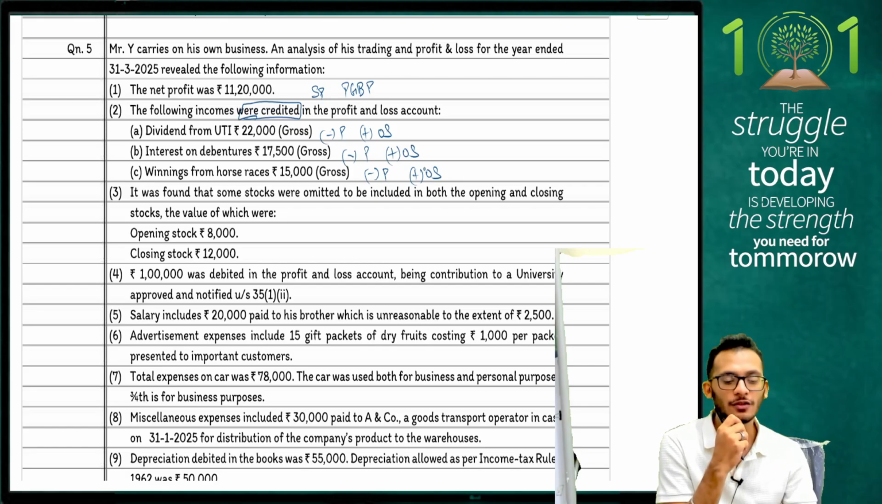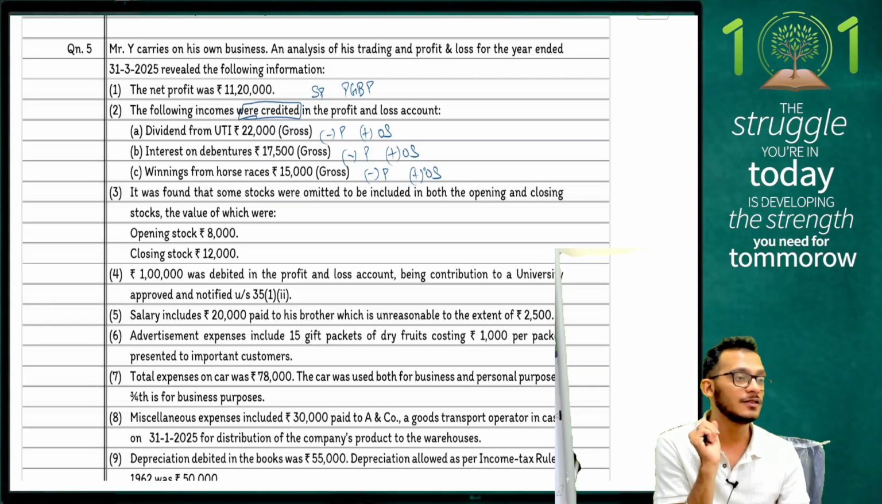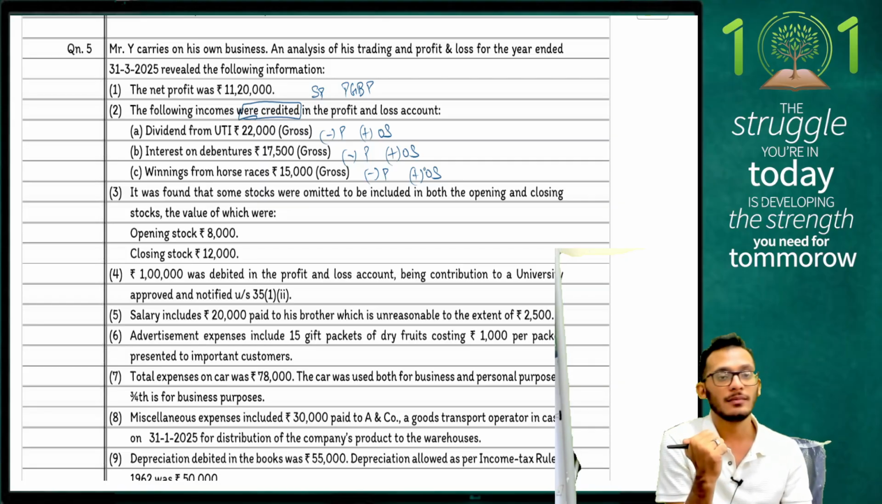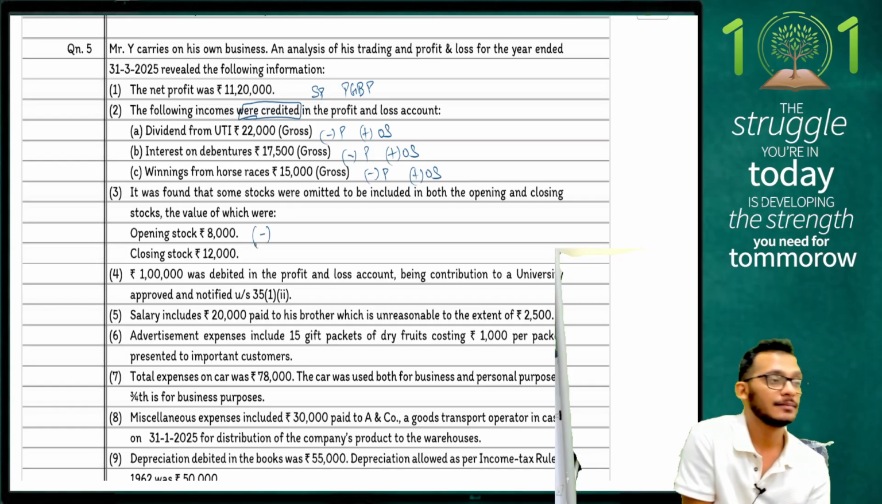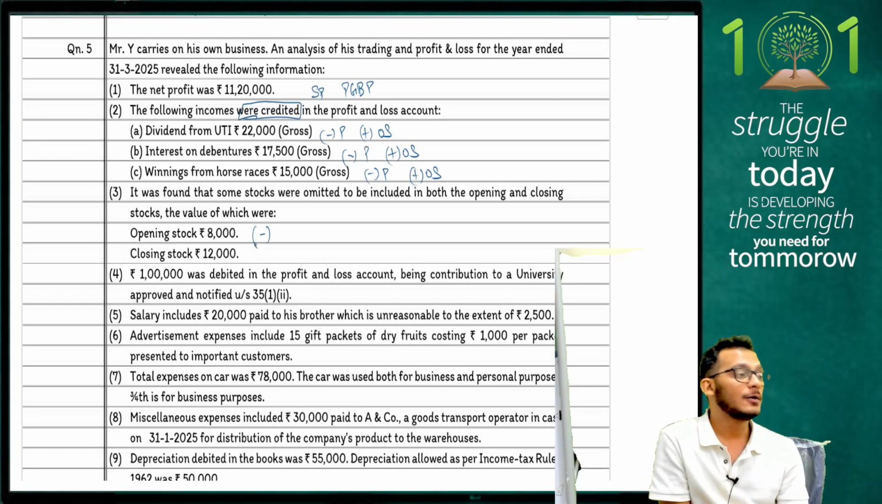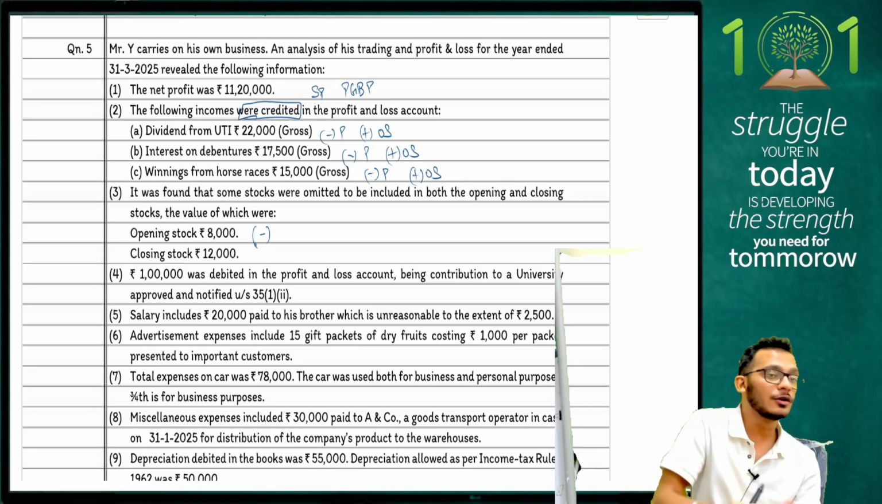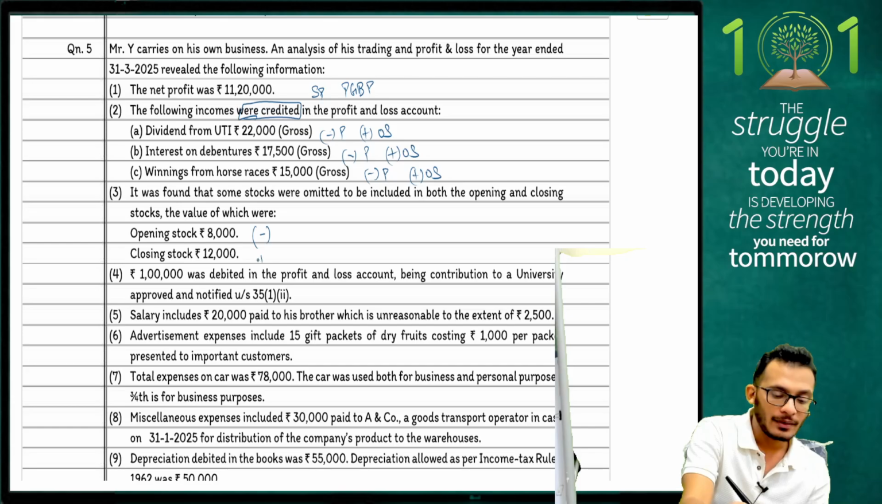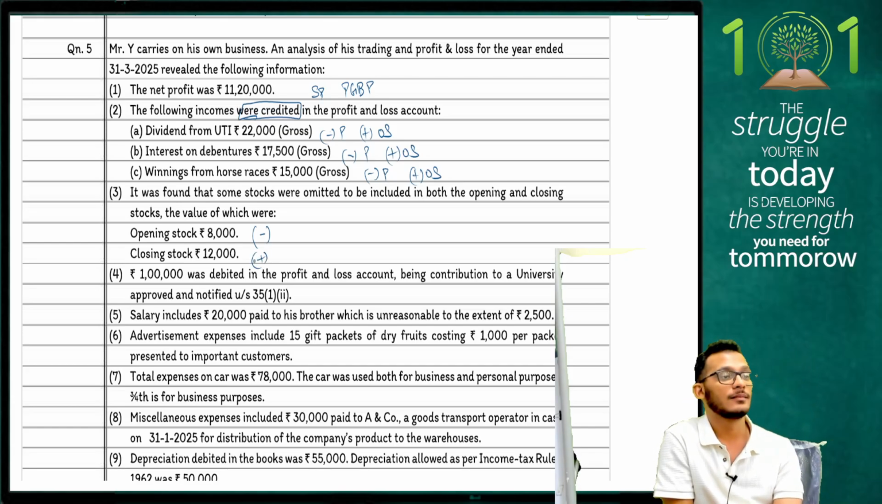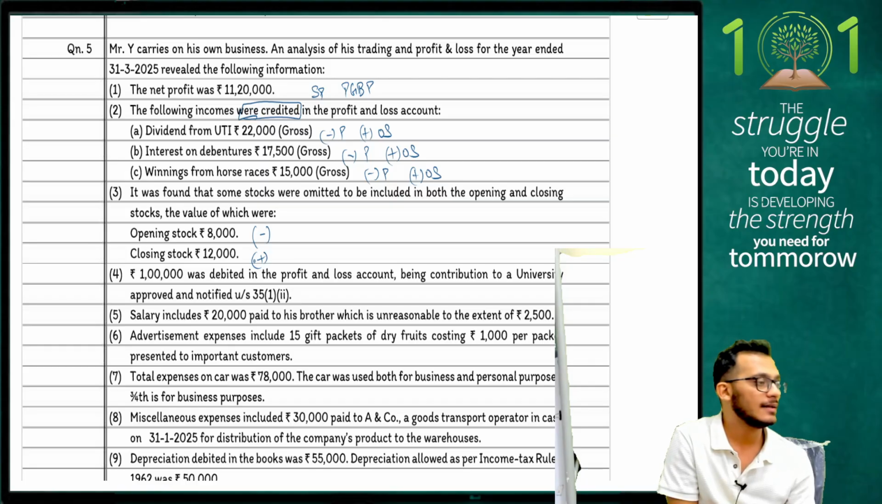It was found that some of the stocks were omitted to be included in both opening and closing stock. Omitted matlab, is it there? Not there. Opening stock was omitted for 8,000, which means if I correct my books, my opening stock will increase, which means my profit will decrease. My profit will therefore minus. My closing stock, 12,000 was missed out, which means if I include it, my closing stock will increase, my profit will increase, therefore add. So I will add 12,000, I will reduce 8,000.